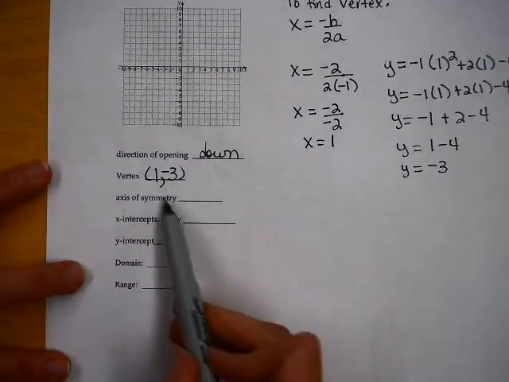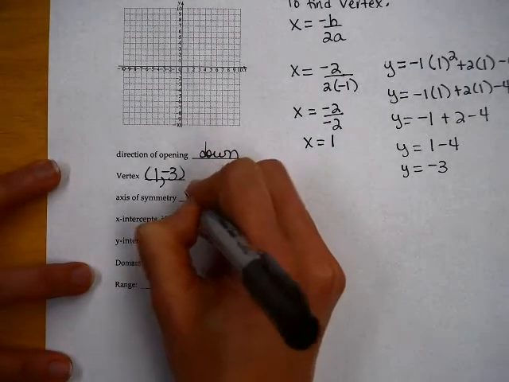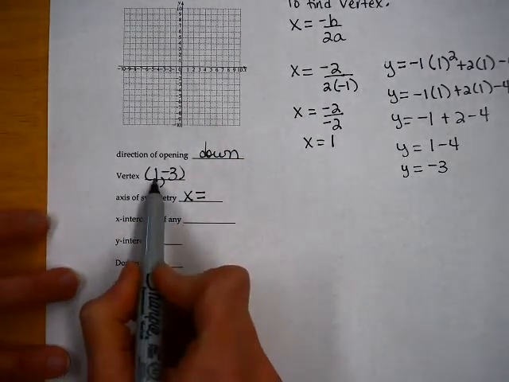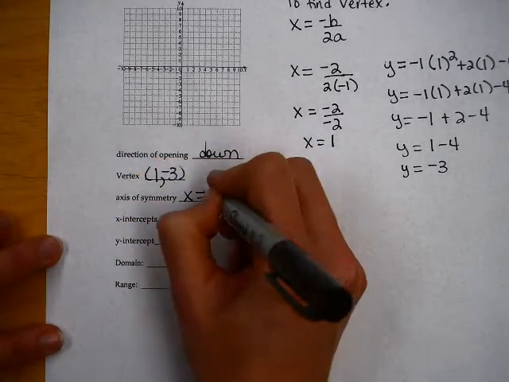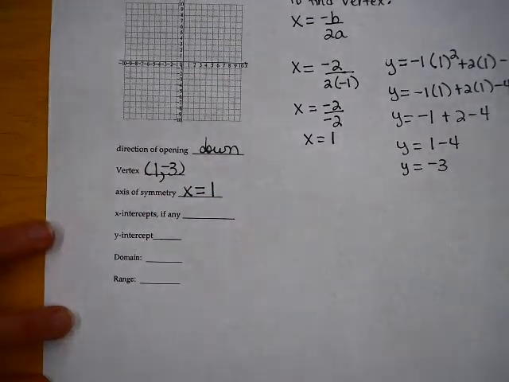Okay, remember our axis of symmetry is the vertical line, so it's x equals whatever our x value is in our vertex. So x equals 1 would be our axis of symmetry.